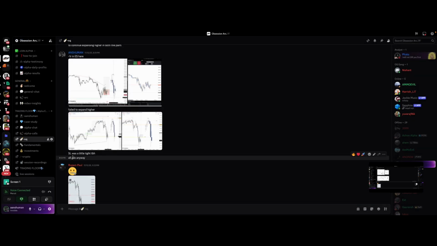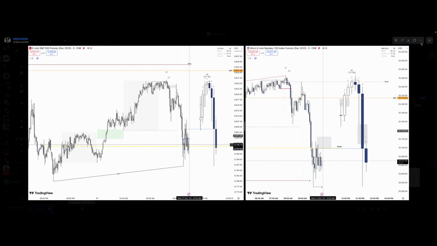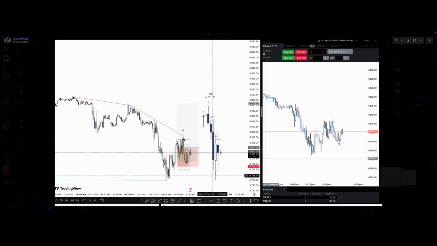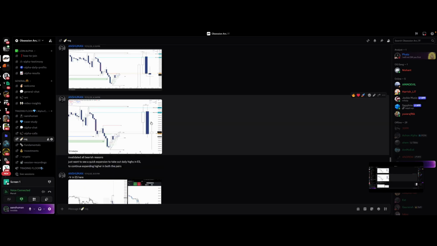But like I said here, ES failed to expand, right? Because NQ already expanded higher, right? It already expanded higher and took these highs, and that's why this failed. Something like that, you can say.